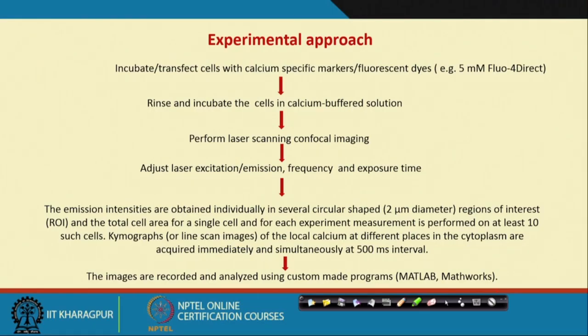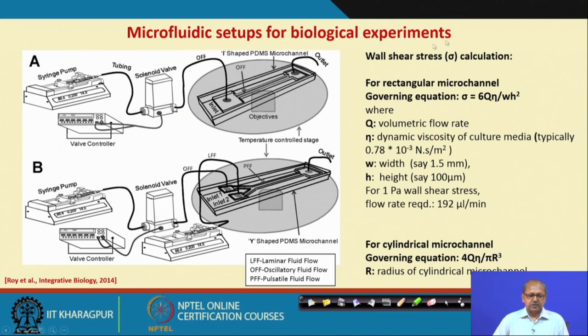For this setup, what type of arrangement should be done? For steady fluid flow, we can connect the inlet of the microfluidic channel directly with the syringe pump. For oscillatory fluid flow, the inlet of the fluid channel is connected to the solenoid valve, and the solenoid valve is connected to the syringe pump, and another port is connected to the valve controller. The function of the valve controller is to generate the frequency at which the solenoid valve will be on and off to pass the fluid through the microchannel. In that way, in the I-shaped channel, oscillatory fluid flow will be generated.